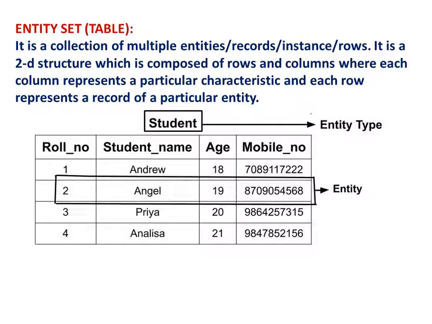Entity set. It is a collection of multiple entities or rows. Entity set is composed of rows and columns. In this example, student is an entity type and each row represents an entity.